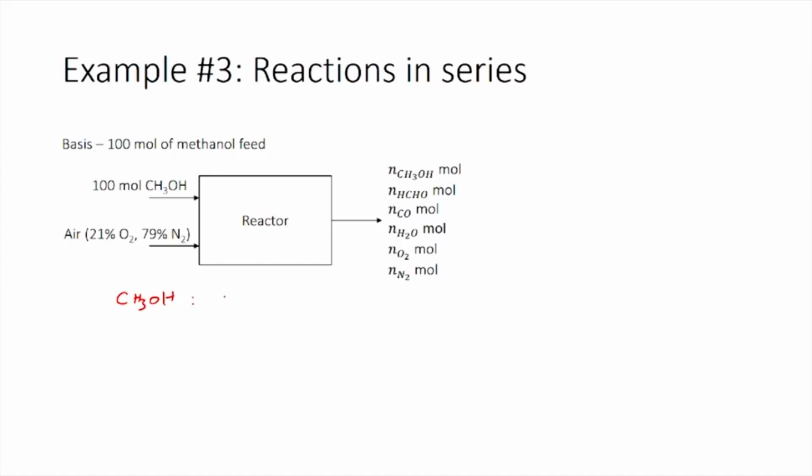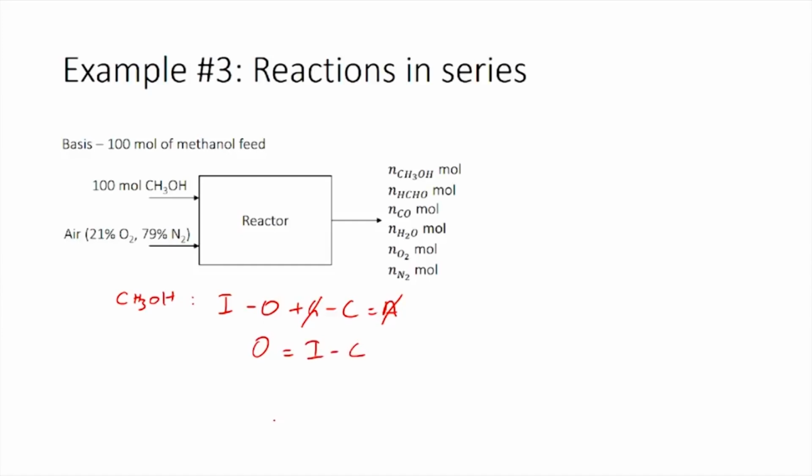The equation would be input minus output plus generation minus consumption equals accumulation. Which of these terms will go to 0? At steady state accumulation goes to 0, methanol is a reactant and it is not being generated. So, generation term goes to 0. We are left with input, output and consumption. So, the output term which we need to calculate would be input minus consumption.